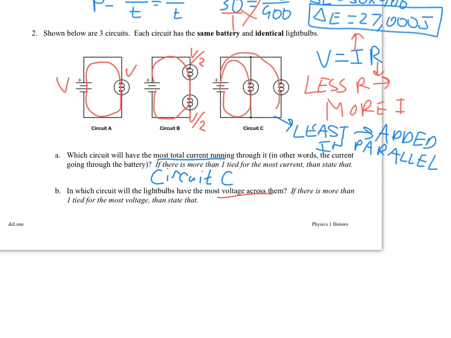it's actually two separate loops. So even though there are two bulbs, each one gets the full voltage of the battery, okay, because both of them are on their own loop, whereas in B, they're on the same loop, and so they have to share the voltage. So the correct answer would be A and C, okay, are going to get the most. They're going to be tied.